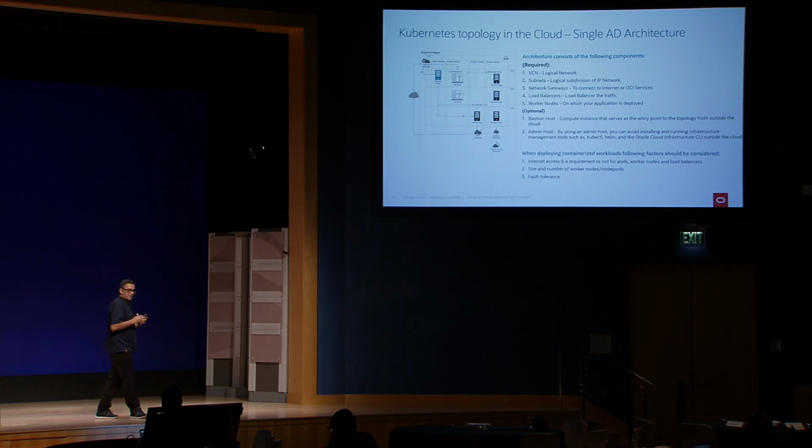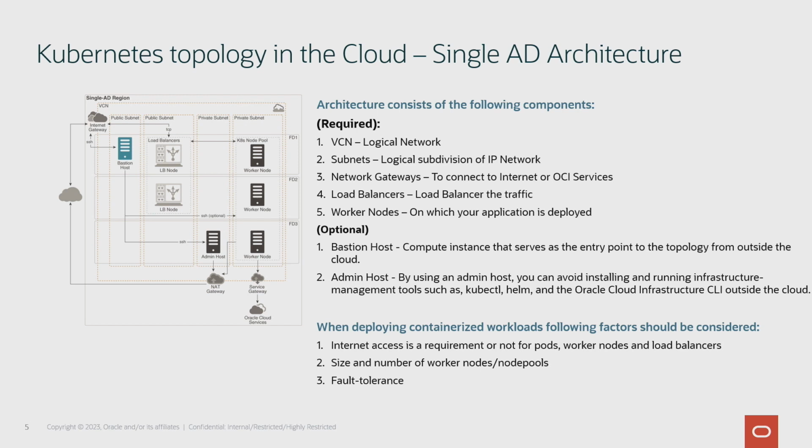So this is what a typical Kubernetes topology looks like in a single AD region. A region is nothing but a geographically localized area, right? And AD here stands for availability domain. Think of an availability domain as nothing but a data center. And within an AD, or within a data center, you would have multiple FDs. What I mean by FDs here is fault domains. A fault domain is nothing but a grouping of hardware or infrastructure where all the networking really happens, all the cabling really happens, right?